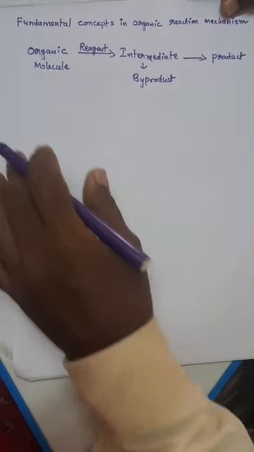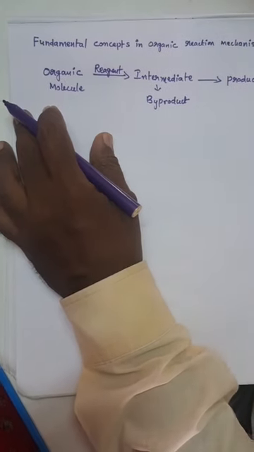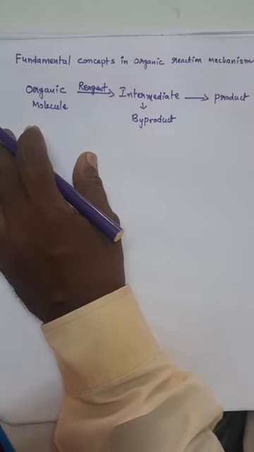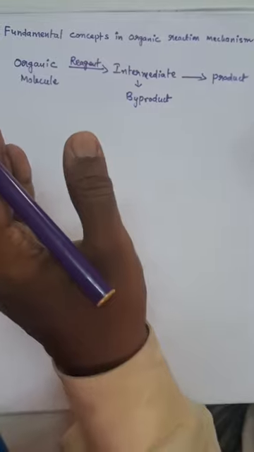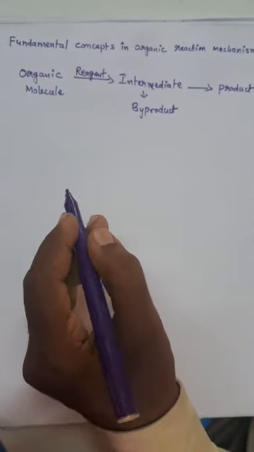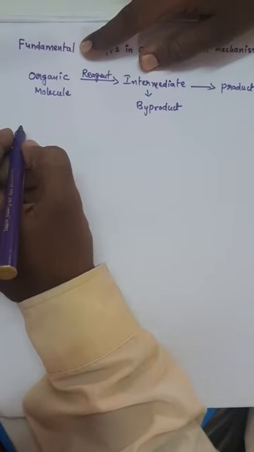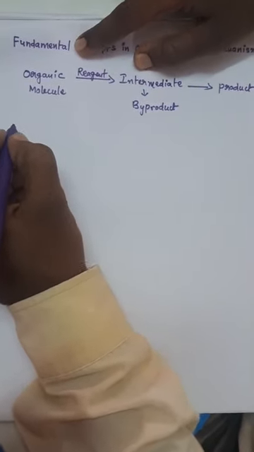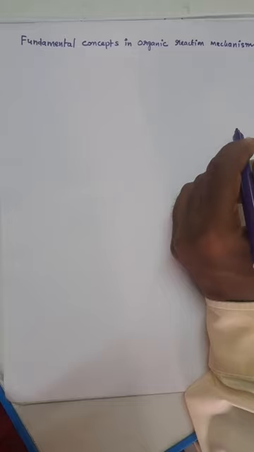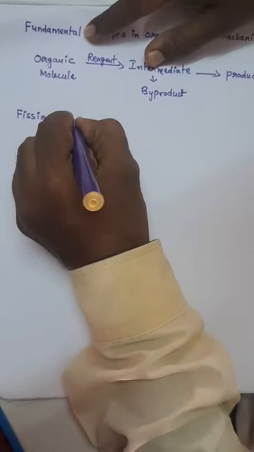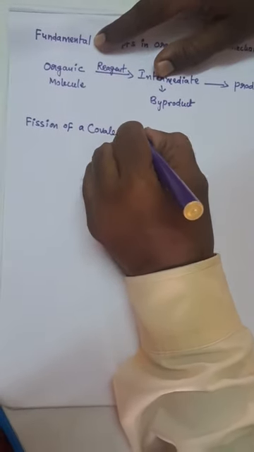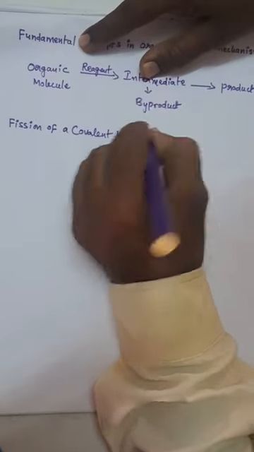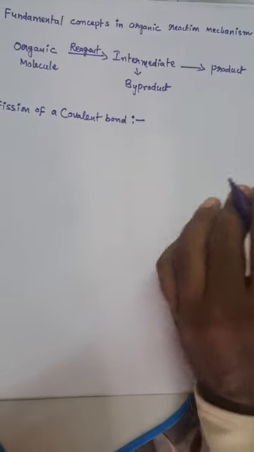Now, how the electrons are moving depends on the breakage of the bond. Either it may be homolytic breakage or heterolytic breakage. Generally, based on the breakage, you can call it a fission of a covalent bond.